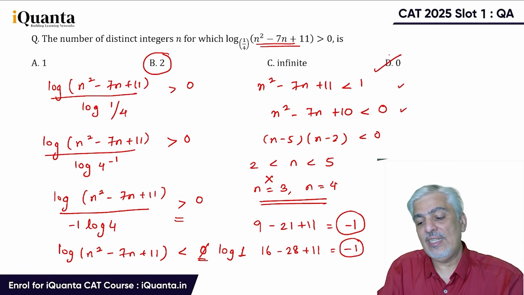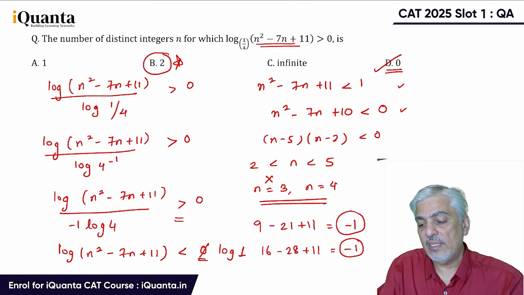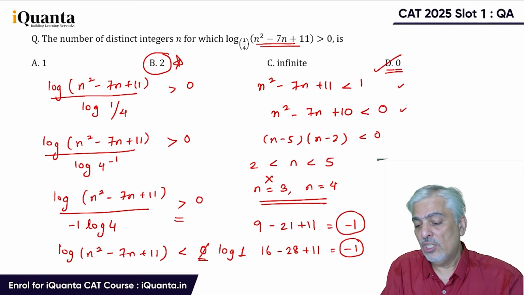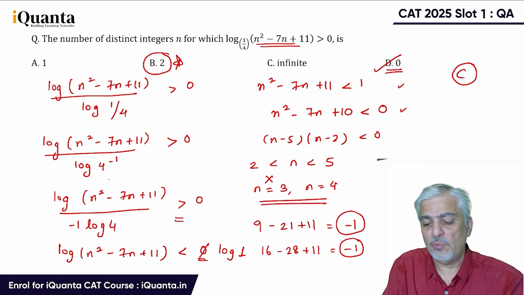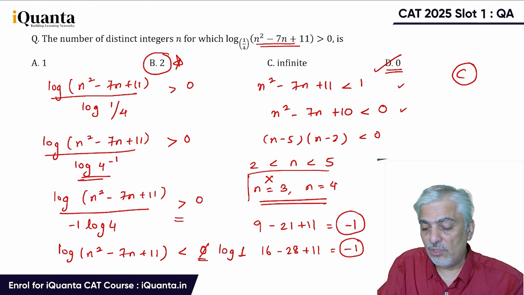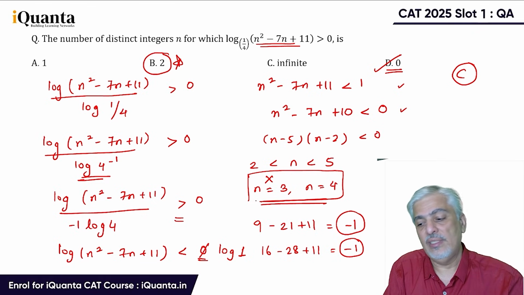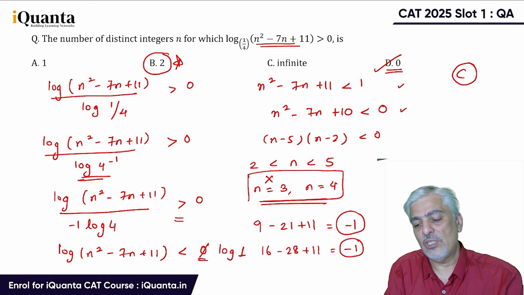In the answer key, CAT has given this as the answer, and most probably they will correct it. When they come out with the results, they will either say that it was a mistake or whatever, and they'll just give this as the answer. So I would say a difficult question, for a couple of reasons. First of all, a lot of people don't get this step. Even if they get this step, they would have made a mistake over here. So hence, I would say a difficult question of logs.